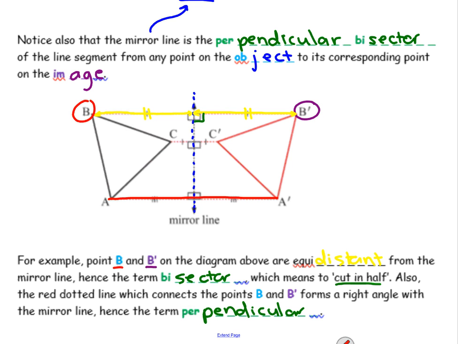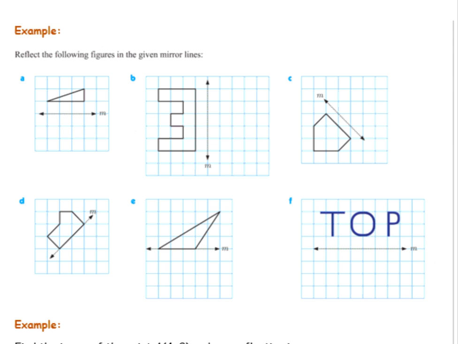That's just something interesting to note. It means that when you draw your reflections, you can use that as a way of checking. Is the mirror line the perpendicular bisector of the lines that connect each point to its corresponding image? It's a way that you can double check you've got your answer right. Now let's try some examples.